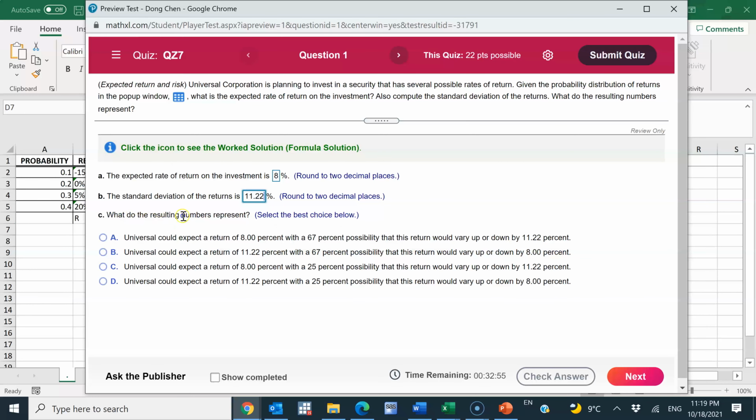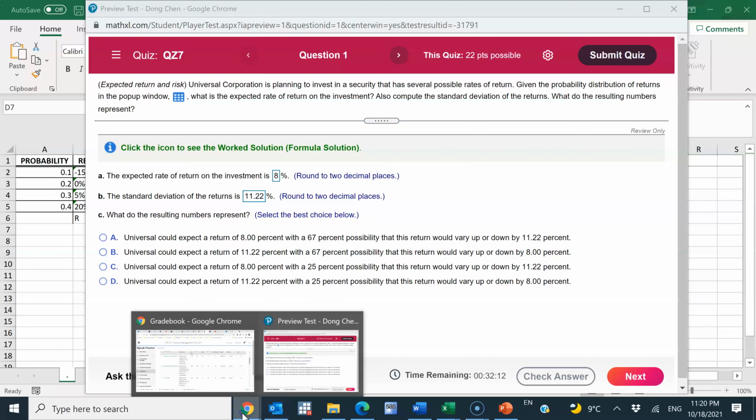And part C, what do these resulting numbers represent? Basically, this is asking us our statistics knowledge. With the expected return, we know the expected return is like the mean of a statistical distribution, and the standard deviation is like the standard deviation of the distribution. So how can we understand the shape of the distribution based on these two statistics, the expected rate of return and the standard deviation?